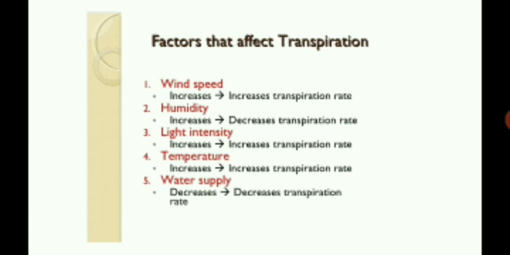What is humidity? Humidity is the moisture that is present in the air. When the air is laden with moisture, then the rate of transpiration would decrease. Third factor, light intensity. With increased light intensity, the rate of transpiration would increase. Fourth, temperature. An increase in temperature would lead to an increase in transpiration rate.